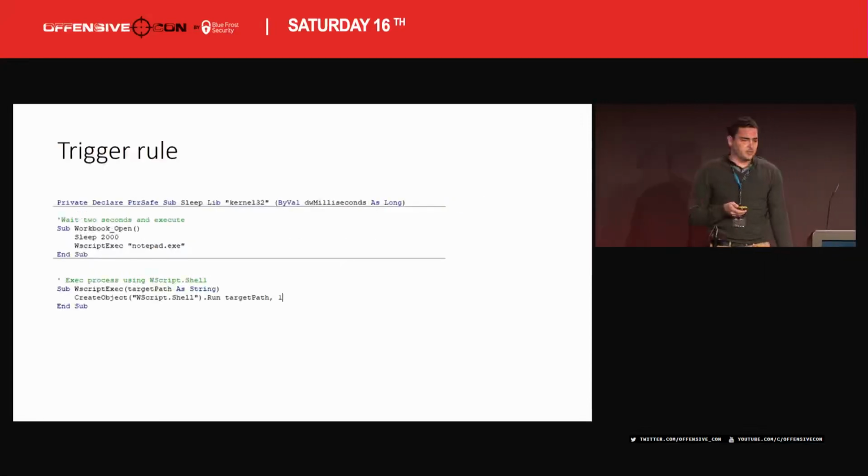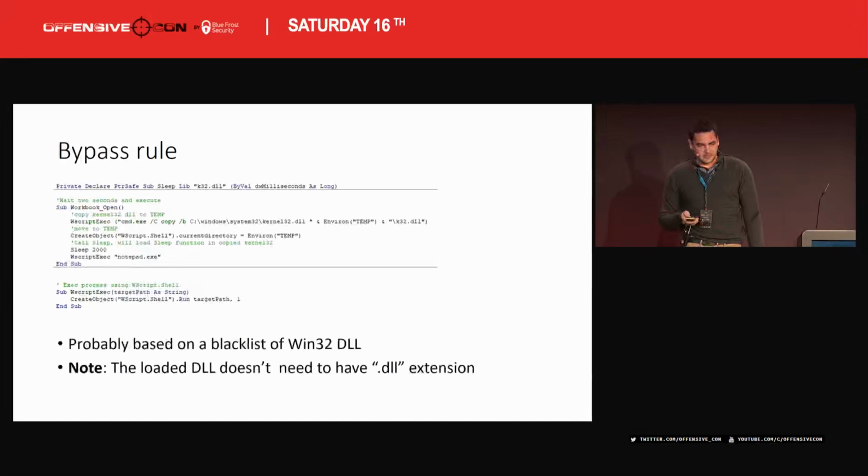If you want to trigger the rule, small example. Here I call the Sleep function from kernel32. And so this would be blocked by this rule. I will not be able to open the Office document. And if I want to bypass this, instead of calling kernel32, I call k32.dll. And what is k32? Well, in fact, it's a copy of kernel32. I put it in temp, I move the current directory to temp, and then it works. ASR bypassed.